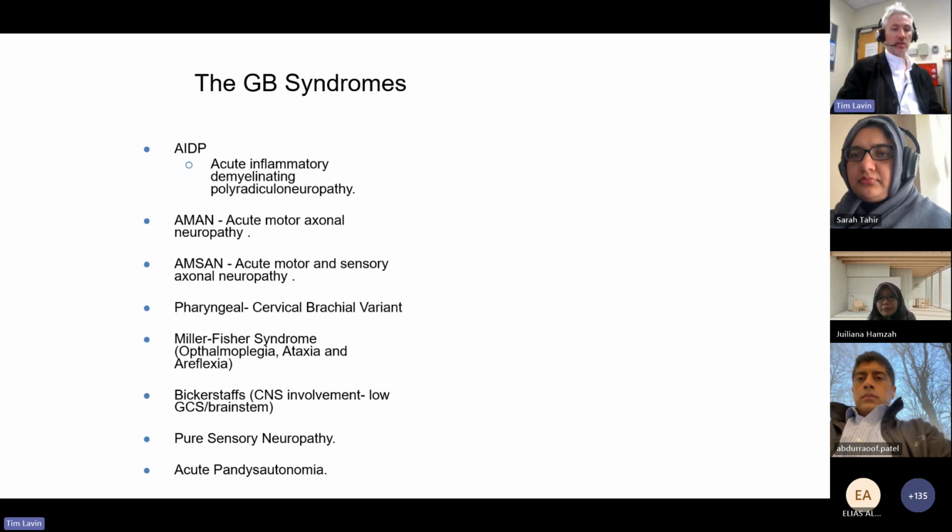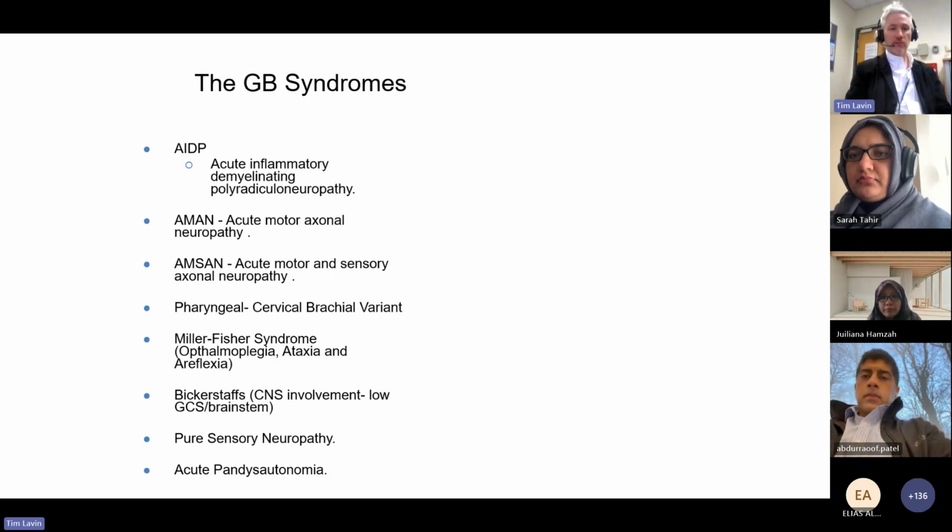Now, in these scenarios, the onset may be very similar, but in AMAN, we'll often have pure weakness without any sensory involvement. And when you do the neurophysiology, it'll look very axonal, so you won't get those typical demyelinating changes that suggest slowing of conduction velocity. And in AMSAN, again, it'll be very axonal on neurophysiology. And in that case, there will be sensory and motor involvement.